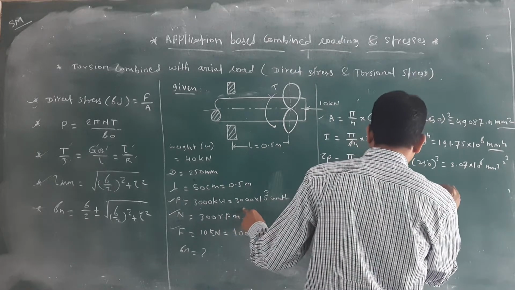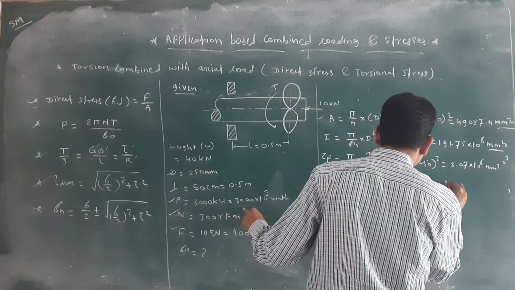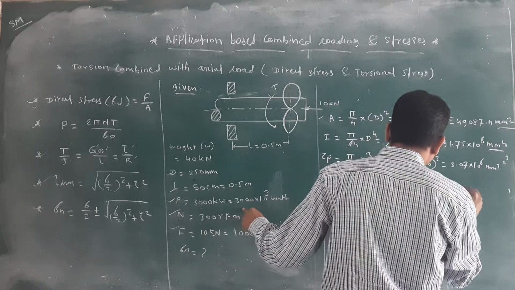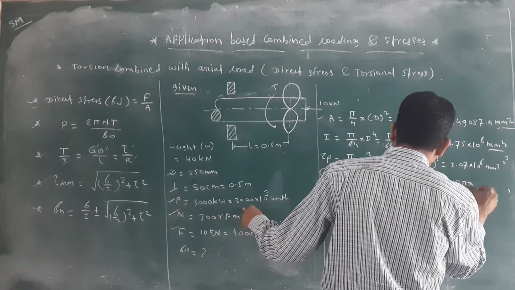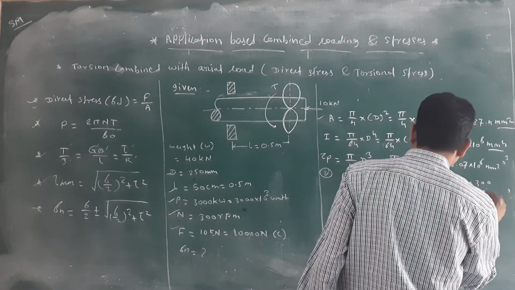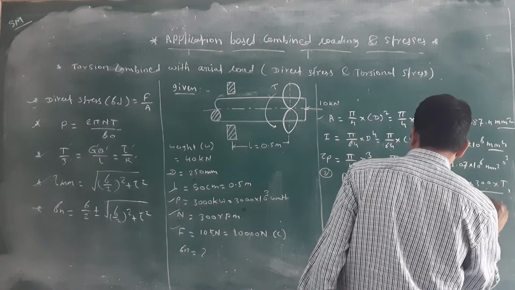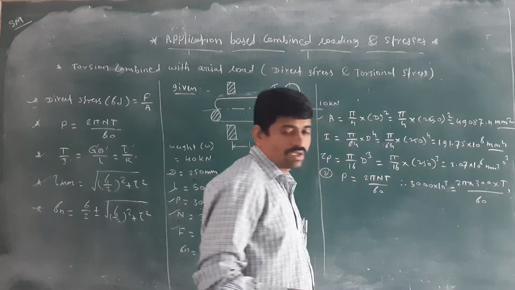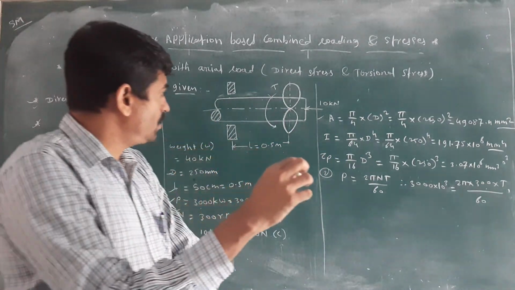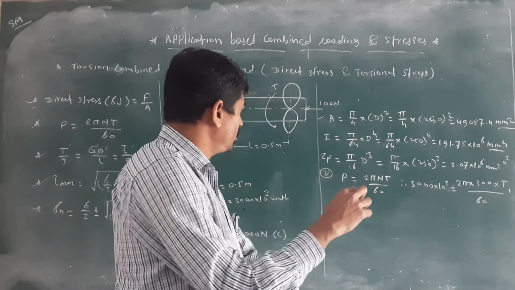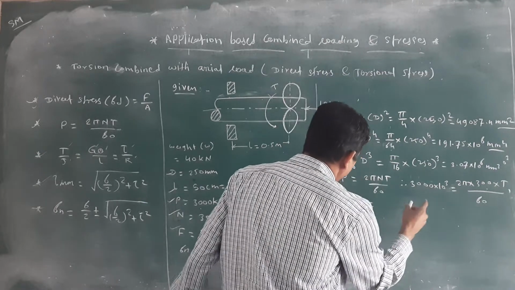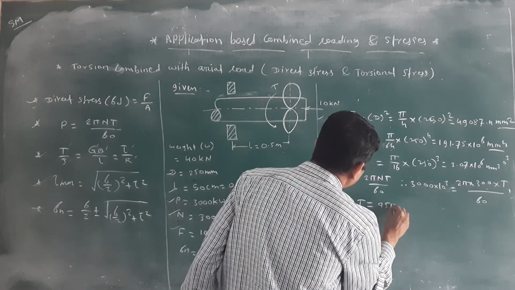Therefore, the power I have written here, 3,000 into 10 raised to 3, is equal to 2 pi N T divided by 60. What is the value of N? 300 rpm. This value I have written. Then if you have calculated, you will get T.